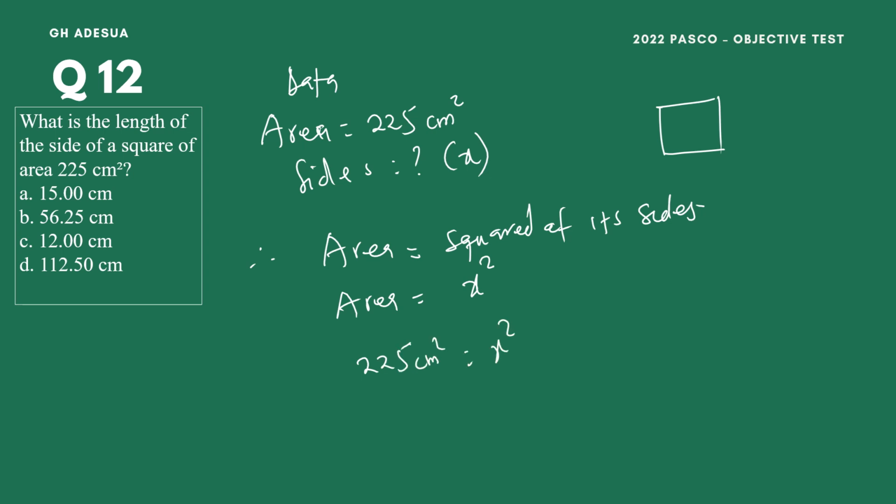Since we are looking for each of the sides, we will just find the square root of both sides since we want to look for x and not x squared. So the square cancels the root sign, so you have x, and then the square root of 225 is 15 centimeters. And that is our option A.